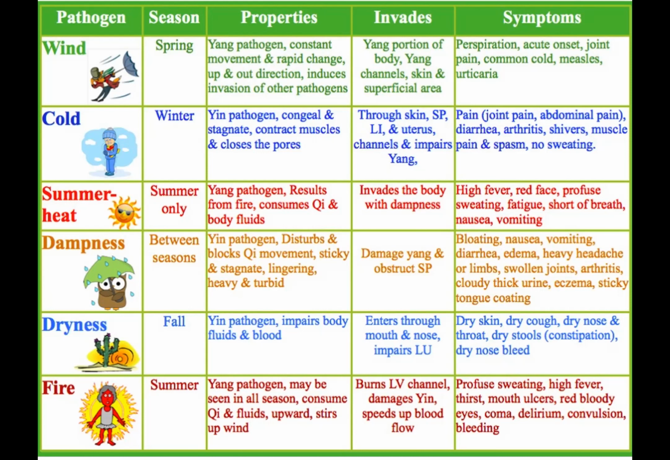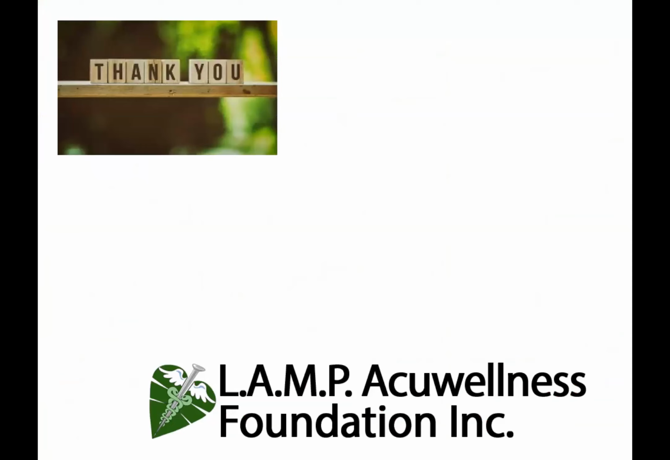And finally, the fire pathogenic factor, in summer, it is a yang pathogen, may be seen in all seasons, consumes the qi and fluid upward and stirs up wind. The fire pathogenic factor burns the liver channel, damages the yin, speeds up blood flow. Symptoms: profuse sweating, high fever, thirst, mouth ulcers, red bloodshot eyes, coma, delirium, convulsion, and bleeding.